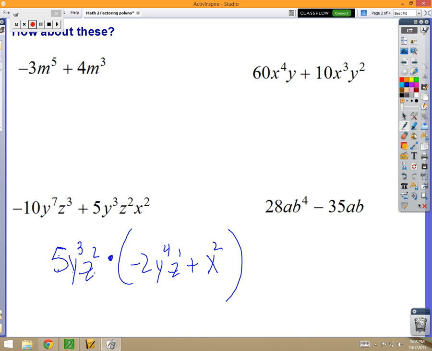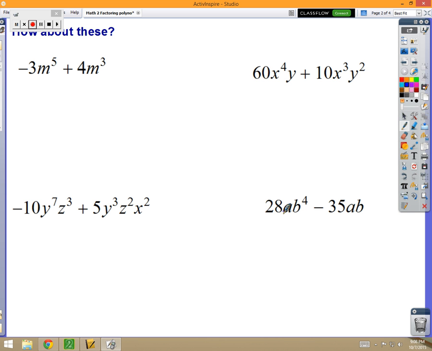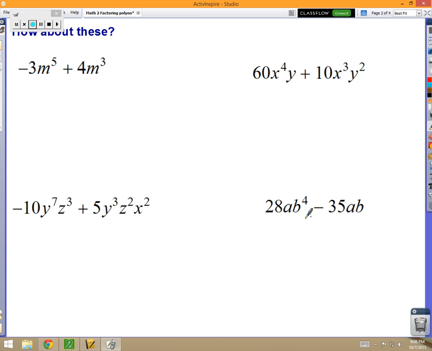Okay, last one, 28 and 35. You can divide them both by 7. So 7, this has an A, this has an A. I'm going to divide by an A. This has 4 B's, this has 1 B, so I can take 1 B out of each. And then that's it. So 7 times what is 28? 7 times 4 is 28.